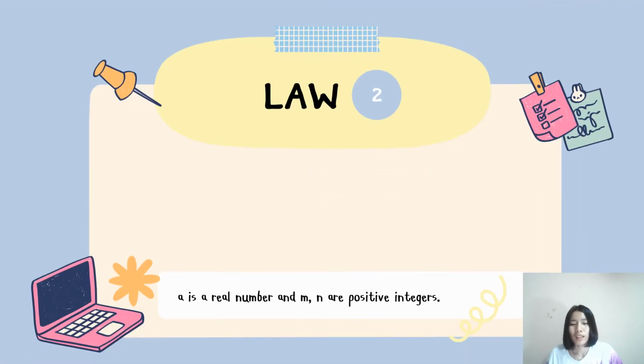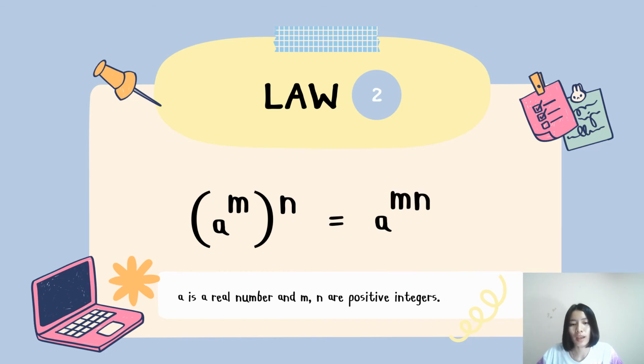Now, let's proceed to law number 2. a to the power of m, to the power of n, is just equal to a to the power of m times n, where a is a real number and m and n are positive integers.